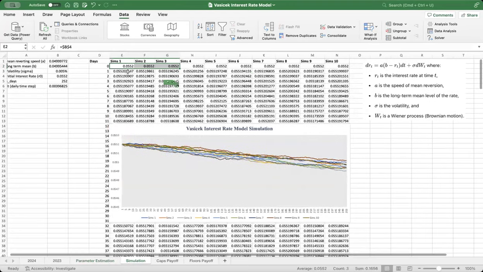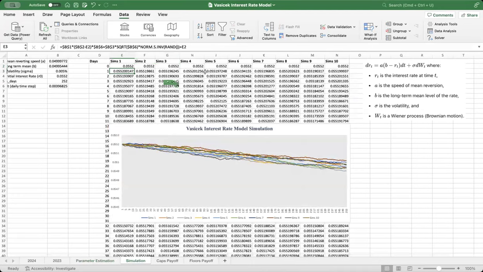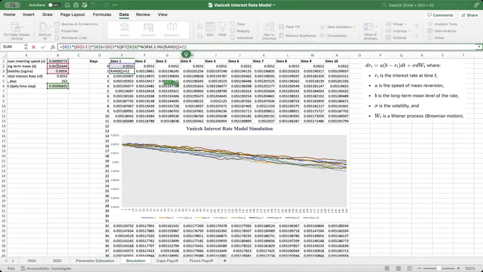So how to perform the simulation? It's simple. We just need to use the same equation. Once our model has been calibrated, we just need to use A times (B minus RT) dt plus sigma times the square root of time times our random variable. This part is our dRT term, the change in interest rate. So you need to add the change in interest rate to the previous interest rate. This will give us the whole Vasicek interest rate.